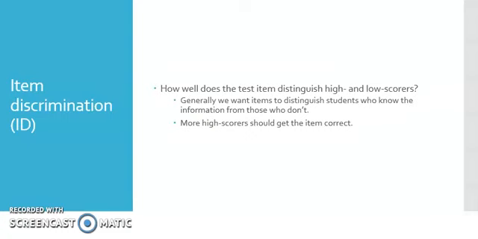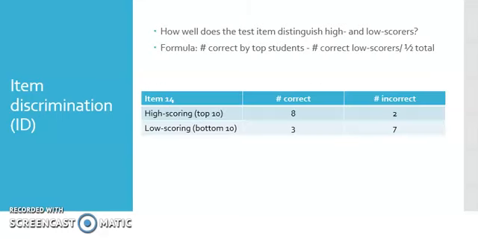Item discrimination is simply how well that particular test item distinguishes the high scorers from the low scorers. Generally, we want items to distinguish students who know the information from those who don't yet know the information. And the students who score higher on the exam should get that item correct if it's distinguishing the high and the low learners. So let's look at this formula.